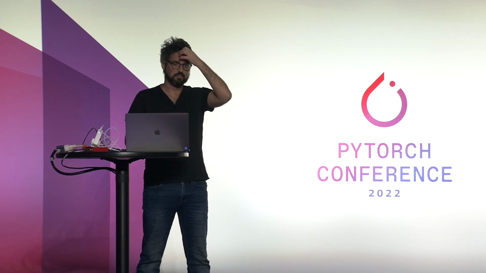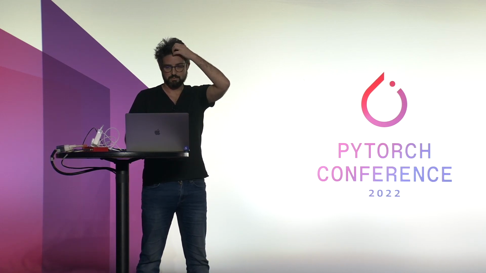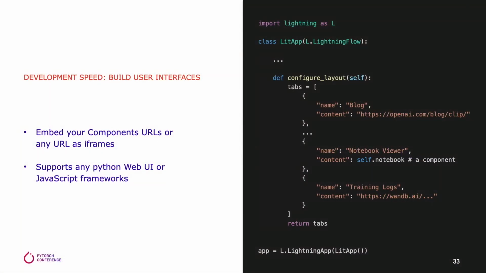OK, so let's move to accelerated development speed. What's really interesting is the walk and the flow are those fundamental abstractions which enable to create those higher level abstractions like components. And our goal is to provide a large ecosystem of components which removes the engineering boilerplate to build ML systems or actually AI products.